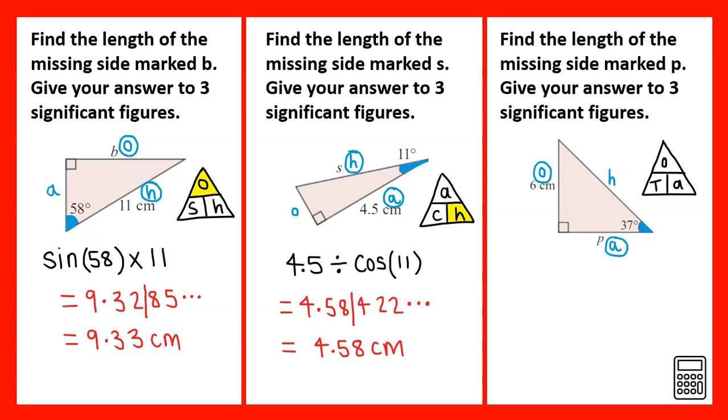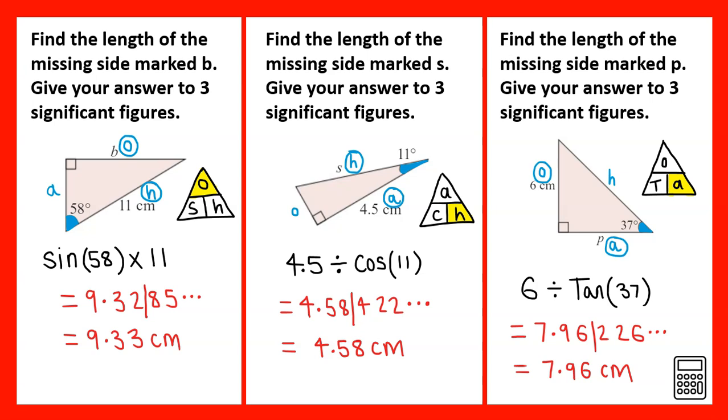And for this question, I'm finding the adjacent. So cover this part up, and that tells me that I need to do the opposite, which is at the top of the triangle, divided by tan of the angle, which is 37 degrees, 7.96226. Rounded to three significant figures is 7.96.